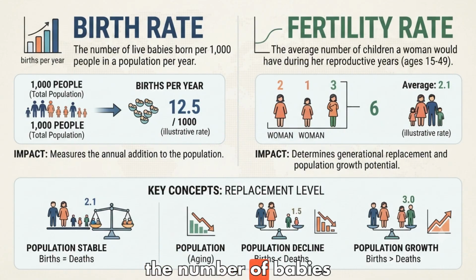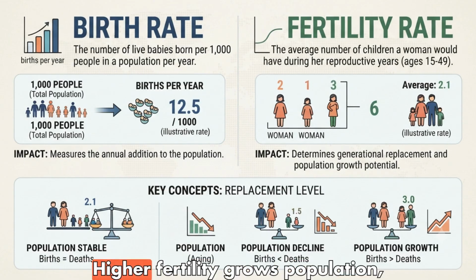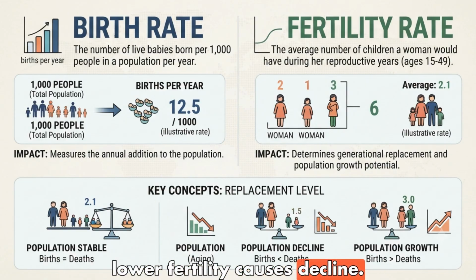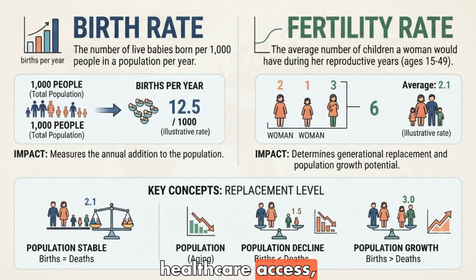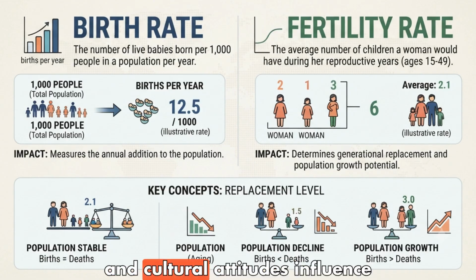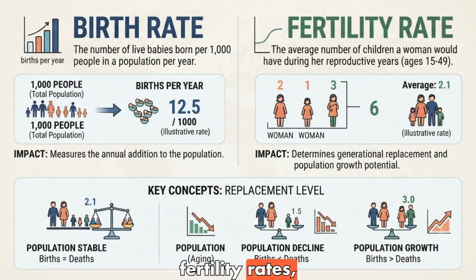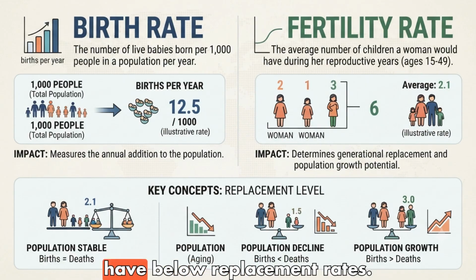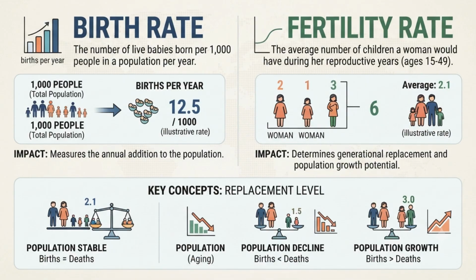Birth rate is the number of babies born per 1,000 people yearly. Fertility rate is the average number of children a woman has in her lifetime. The replacement rate, 2.1 children per woman, keeps population stable. Higher fertility grows population, lower fertility causes decline. Education, healthcare access, urbanization, and cultural attitudes influence fertility rates. Many developed nations now have below replacement rates.